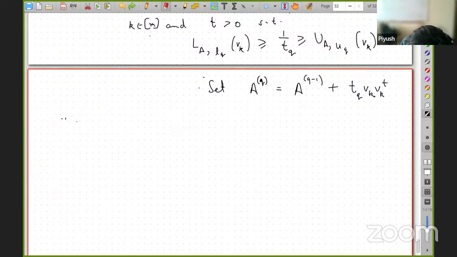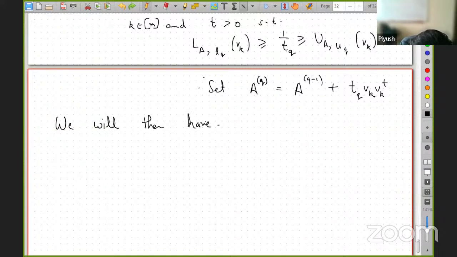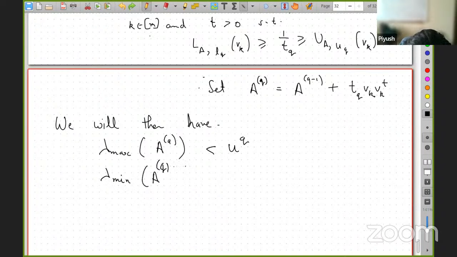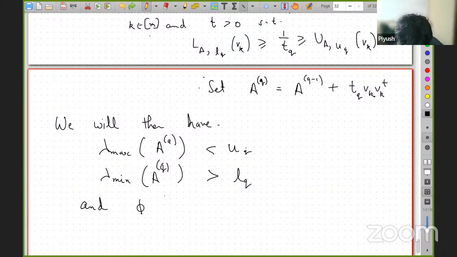And then the above, we will then have lambda max of A_q is less than U_q, lambda min of A_q is greater than L_q, and phi U_q.